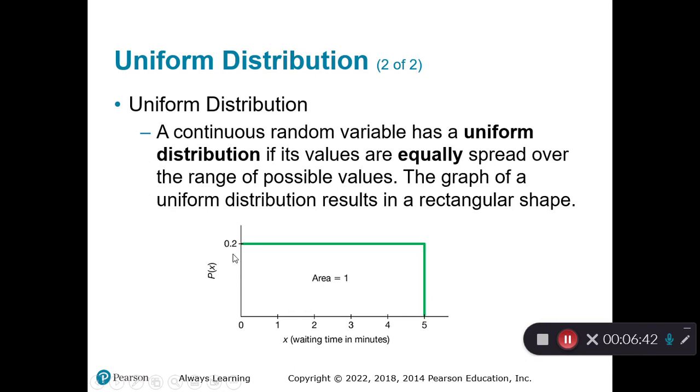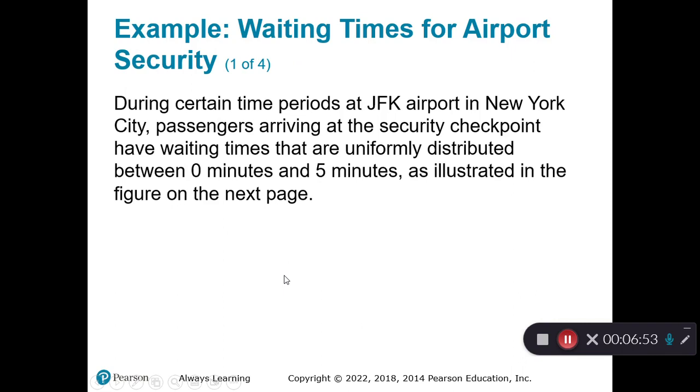Now, the density curve has a total area under it equal to 1, and why 1? 1 corresponds to 100%. So there is a 100% probability that the wait times will be some number between 0 and 5 minutes. Let's continue with this example. During certain time periods at JFK Airport in New York City, passengers arriving at the security checkpoint have waiting times that are uniformly distributed between 0 minutes and 5 minutes, as illustrated in the figure on the previous page as well as on the next page.